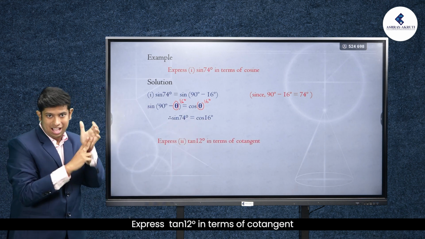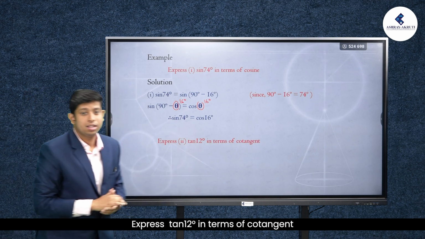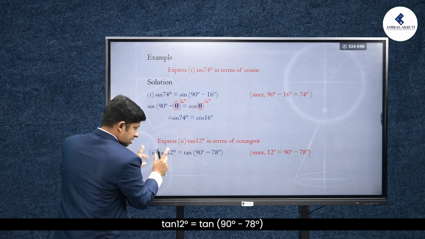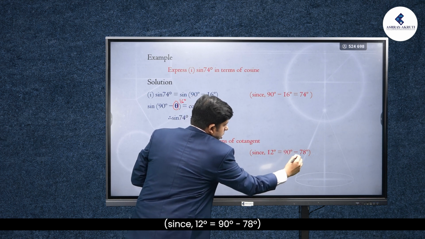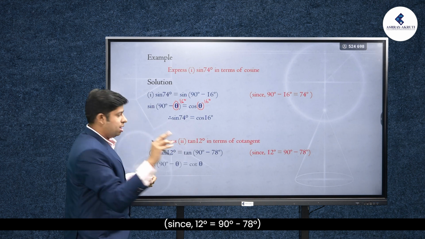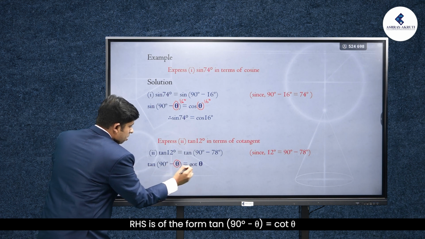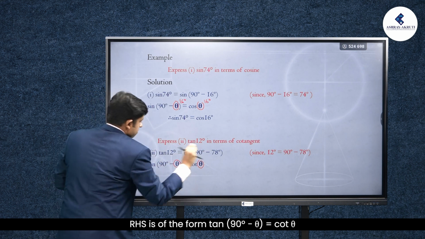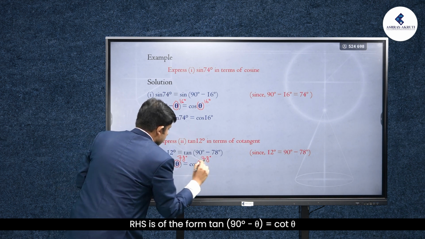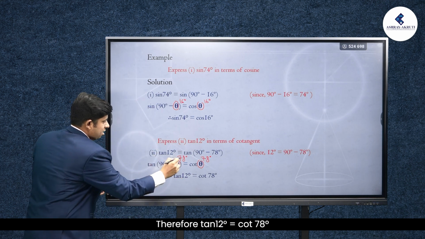Express tan 12 degrees in terms of cotangent. Solution. Tan 12 degrees can be written as tan of 90 degrees minus 78 degrees, since 12 degrees is equal to 90 degrees minus 78 degrees. Right hand side is of the form tan 90 minus theta is equal to cot theta. Therefore, tan 12 degrees is equal to cot 78 degrees.